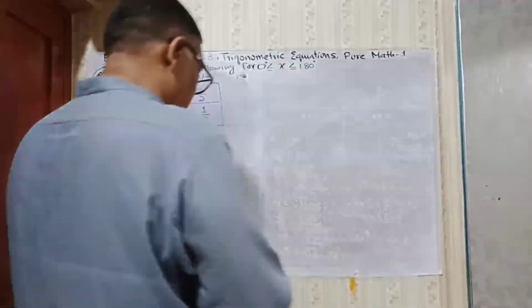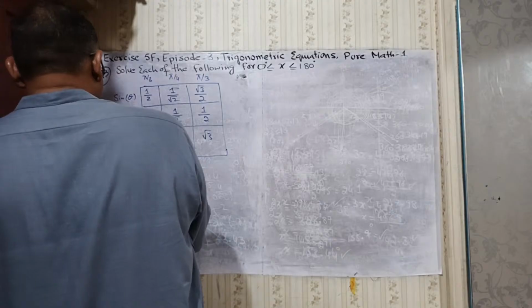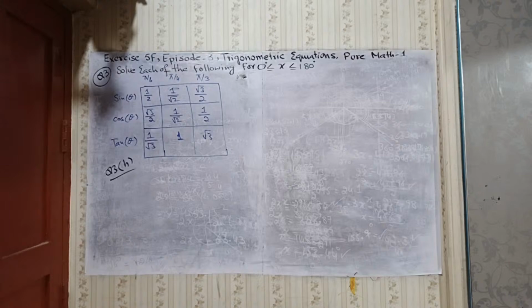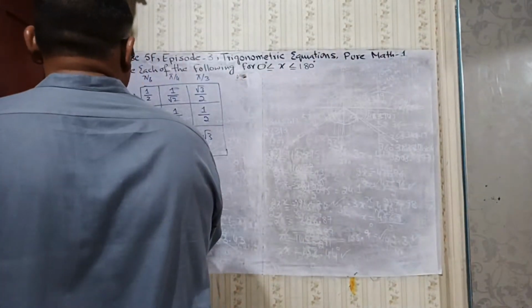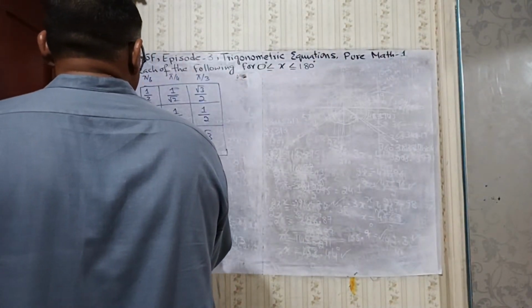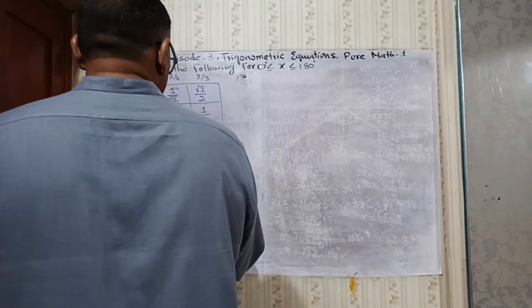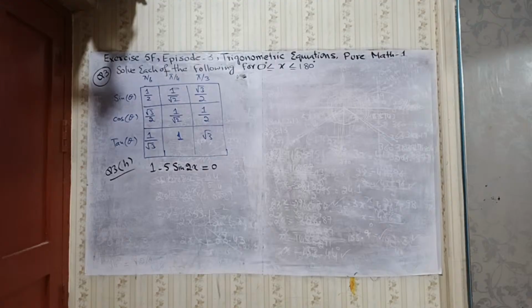Now, question number 3, its H part. What is the question statement? It says 1 minus 5 sine 2x is equal to 0. So we have to solve it and get the value of x. 1 minus 5 sine 2x equals 0. This is the question, and we have to solve it.